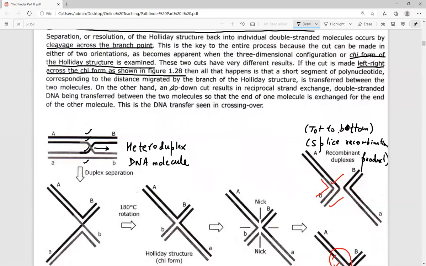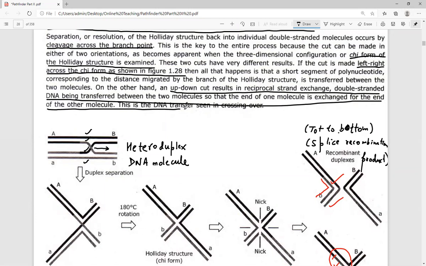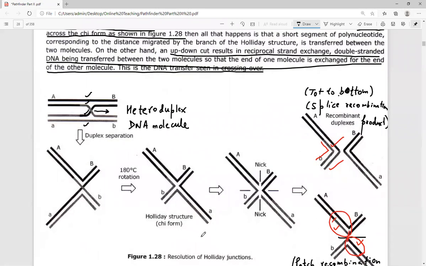On the other hand, an up to down cut results in reciprocal strand exchange, double-stranded DNA being transferred between the two DNA molecules so that the end of one molecule is exchanged for the end of the other molecule. This is the DNA transfer seen in the case of crossing over. This is how DNA transfer occurs in the case of crossing over. So this is how the exchange of DNA is going to take place.